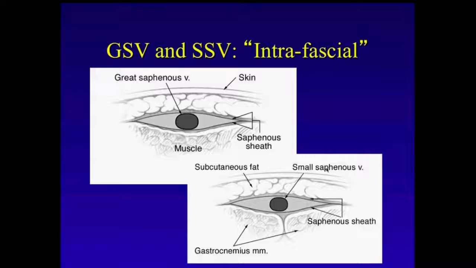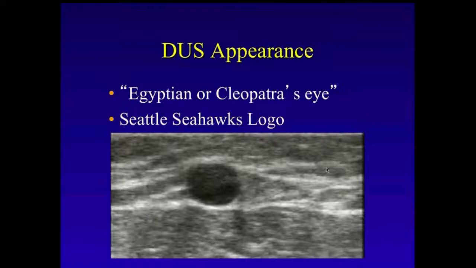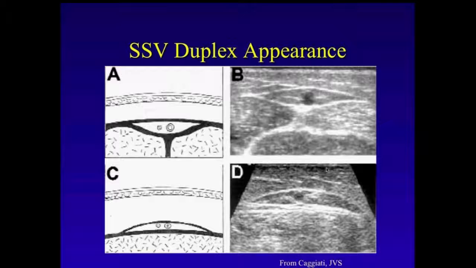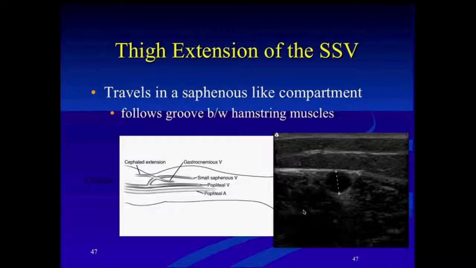Again, we talked about the great and small saphenous veins as being intrafascial, and here's an example of a great saphenous vein in its sheath. Here's an example of the small saphenous vein in its sheath here at the level of the gastrocnemius veins and here at the level of the soleus veins. We talked a little bit about the thigh extension, and here's an example of an enlarged refluxing vein on the posterior aspect of the thigh, and you can see it lives in a similar kind of position as the great saphenous and small saphenous vein do.